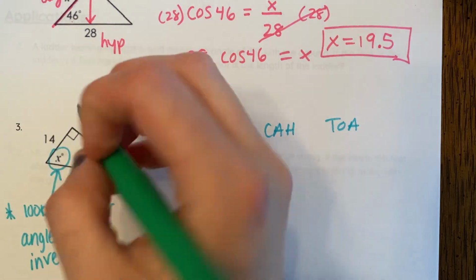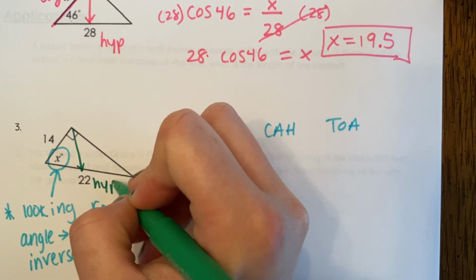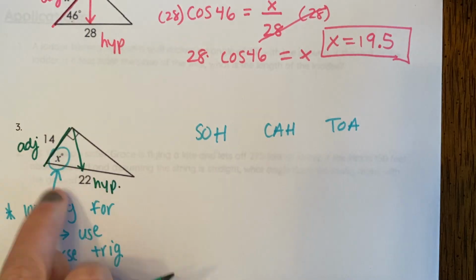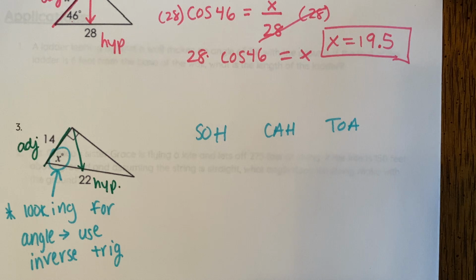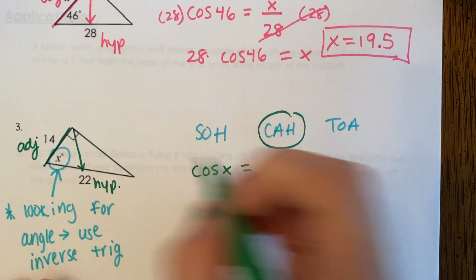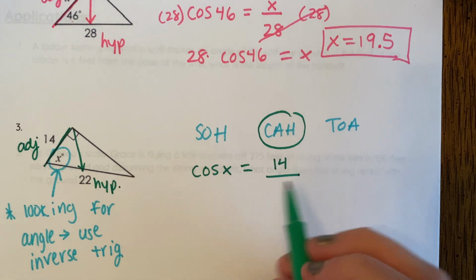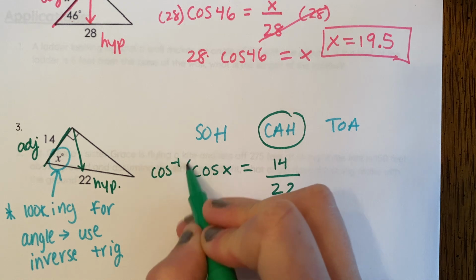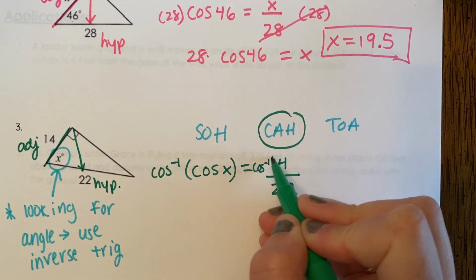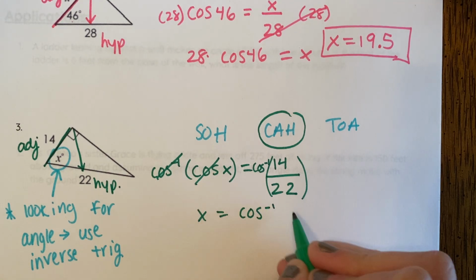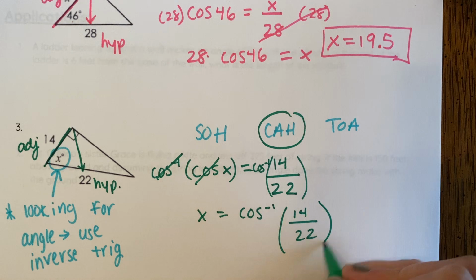All right, so we have the hypotenuse because 22 is across from the 90-degree angle, and we have the side adjacent because it's connected to x here. Okay, so we're going to use cosine. So now we have the cosine of x is equal to the adjacent, which is 14, over the hypotenuse, which is 22. Okay, so remember, we had to do the inverse of both sides. These would cancel, so x is equal to the cosine inverse of 14 over 22.